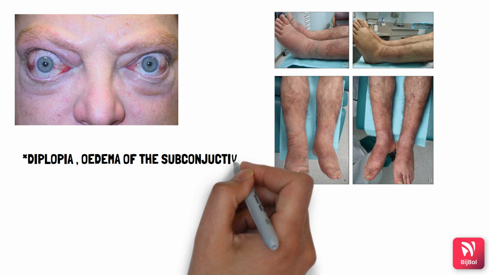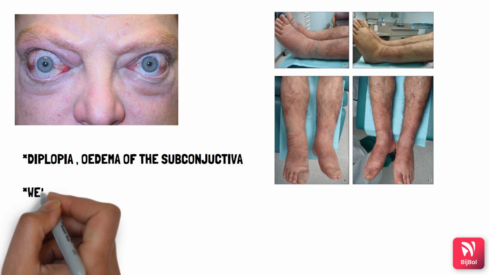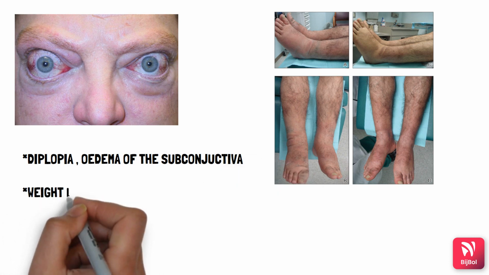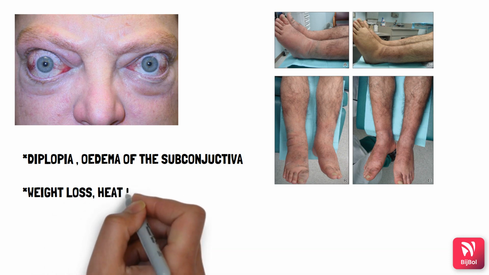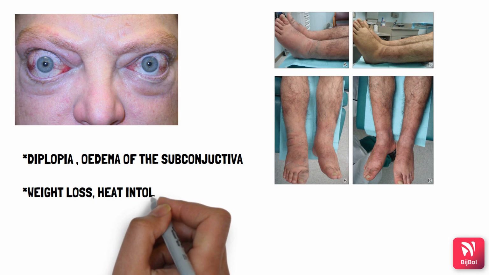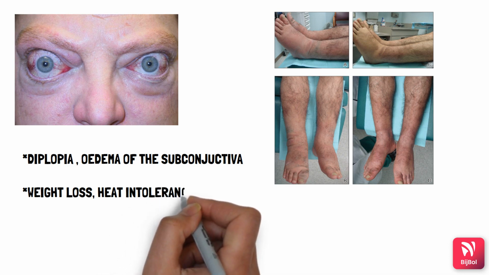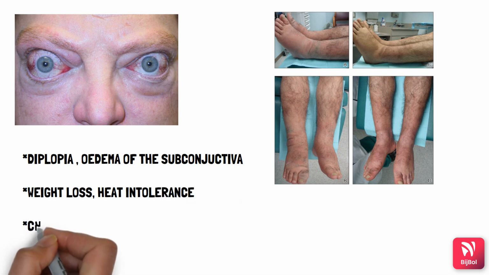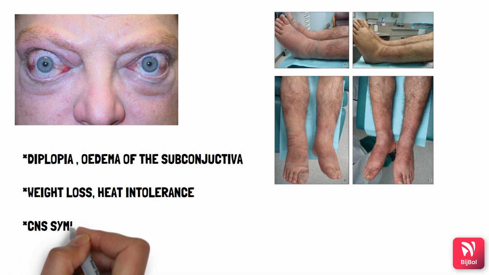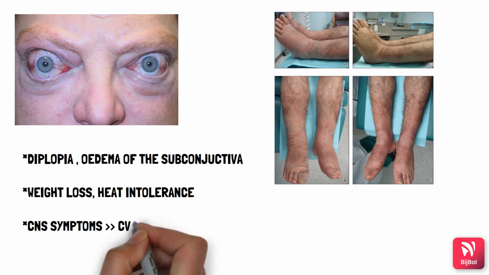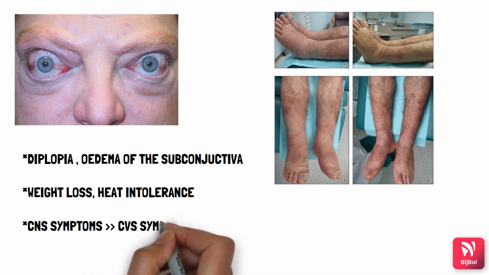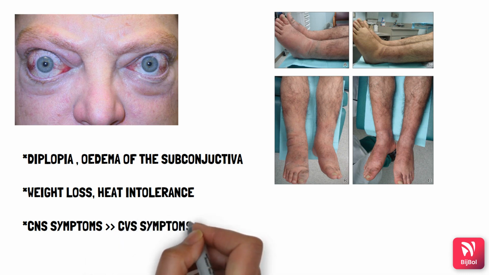The patient also experiences weight loss and is intolerant to heat. Also, in Graves' disease, which is primary thyrotoxicosis, the CNS symptoms are prominent. The cardiovascular symptoms such as palpitations, chest pain, and ectopic heartbeats are present, but not so pronounced. So this was about Graves' disease.